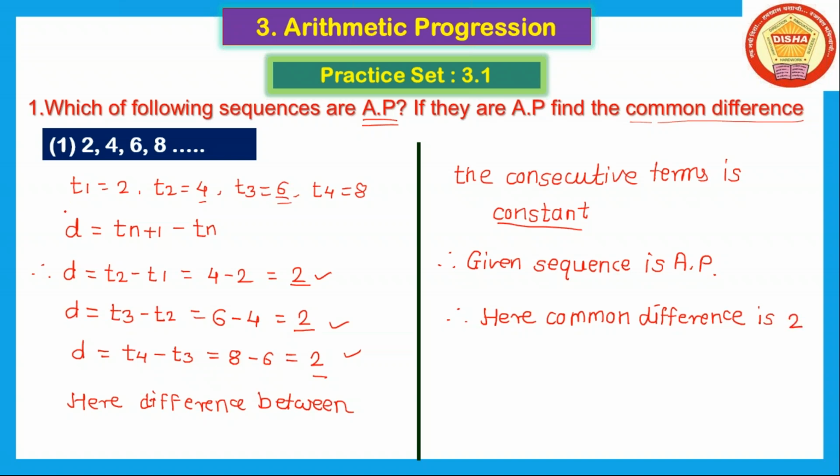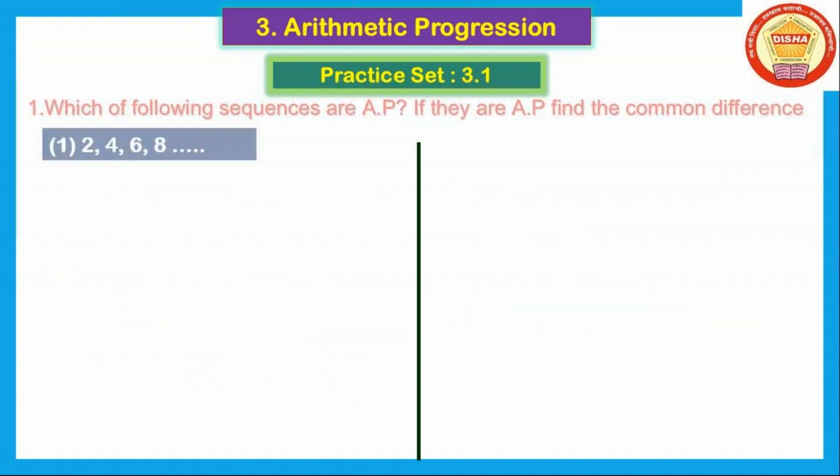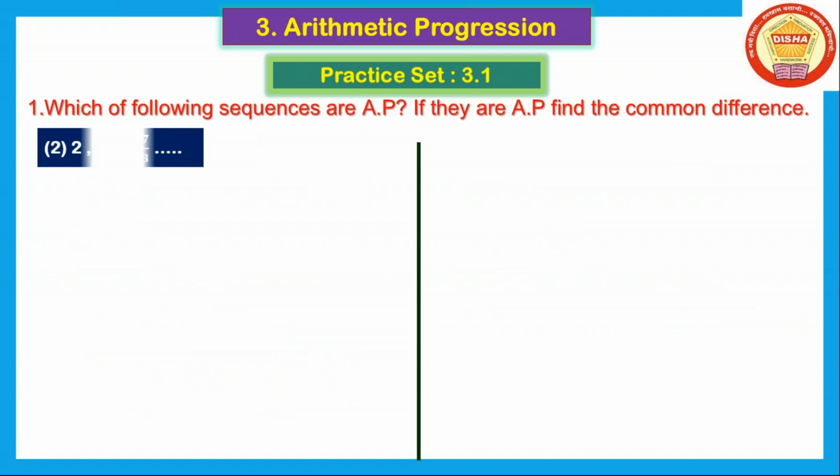All of you understood this example? Okay. Then we go to the next example. See, we are taking the second example, that is 2, 5 upon 2, 3 and 7 upon 3. Then again we consider the terms as T1 is equal to 2, T2 is equal to 5 upon 2, T3 is equal to 3 and T4 is equal to 7 upon 3.